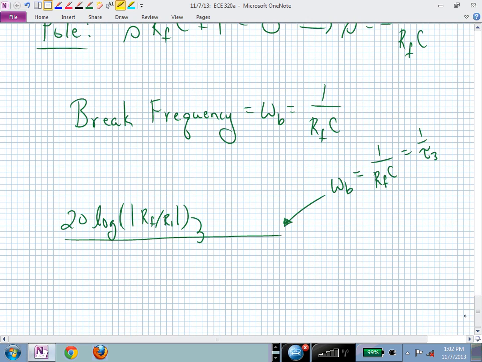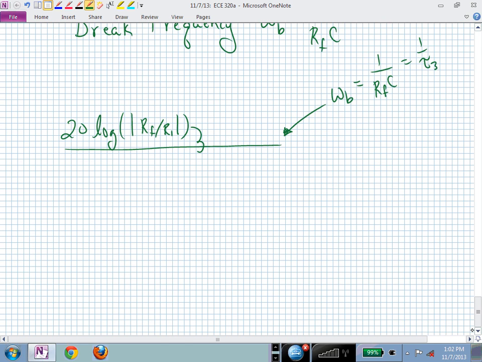And this is where we make that transition, right at the break frequency, where the denominator's real and imaginary parts are equal. This is now sloping at 20 dB per decade.